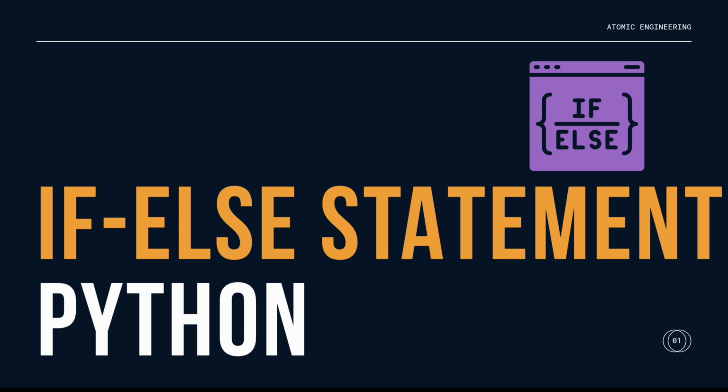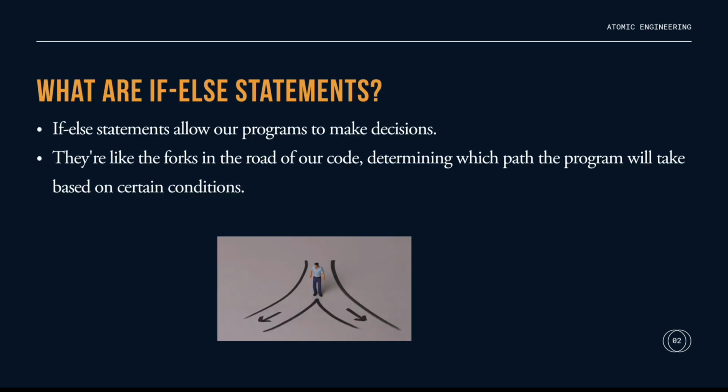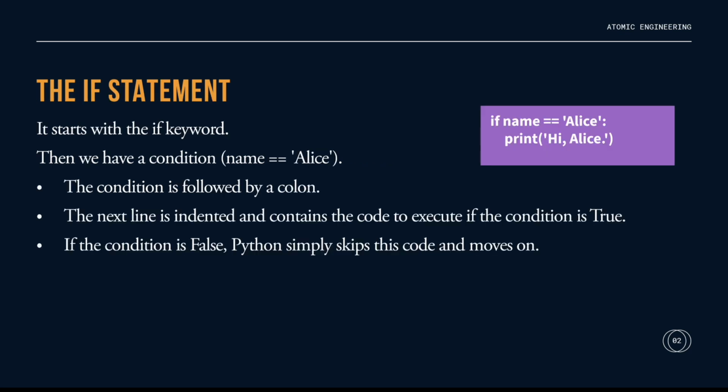So in our last video we introduced the concept of flow control. Today we are going to focus on if else statements, which are the building blocks of decision making in Python. What are if else statements? If else allows our programs to make decisions. They are like the forks in the road of our code, determining which path the program will take based on certain conditions. Let's look at the simplest form of these statements, which is the if statement.